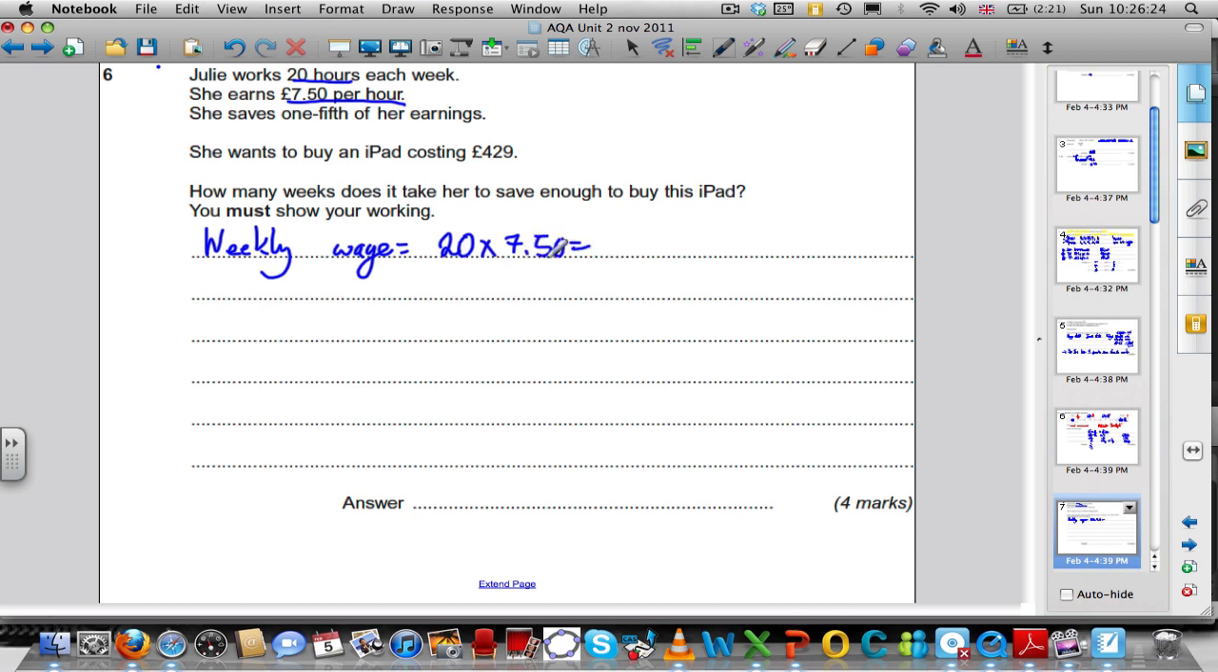Okay, how would you do that? Well, you could do 10 times £7.50, which is 75, and then double it. So she gets £150 a week. Okay, it says she saves 1/5 of her earnings. So what is her savings? Her savings are 1/5 of 150. So that's 150 divided by 5, which is £30. So each week, her weekly savings are £30.